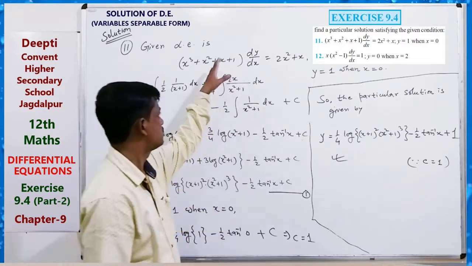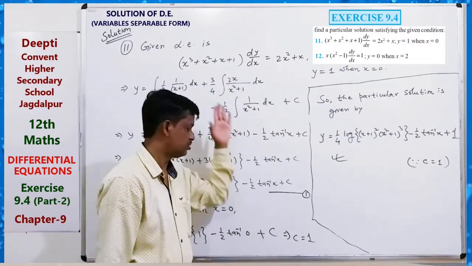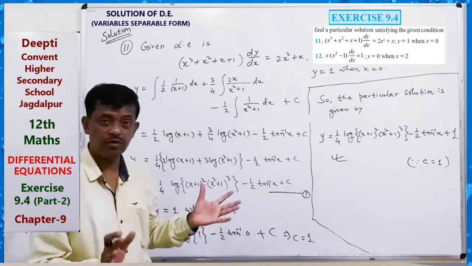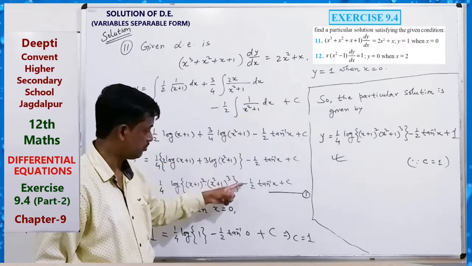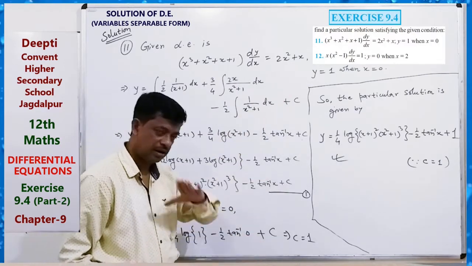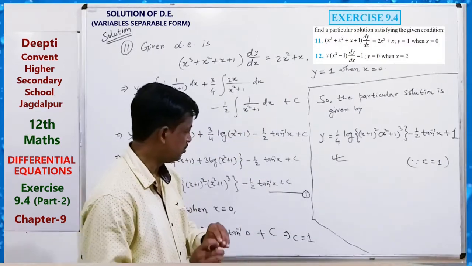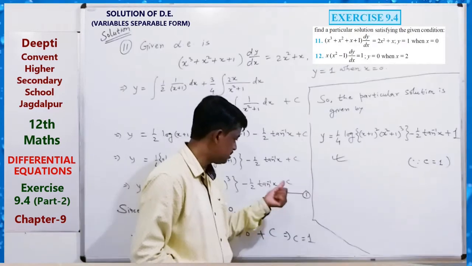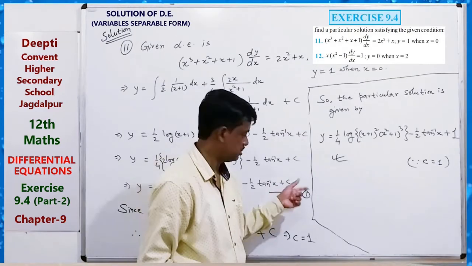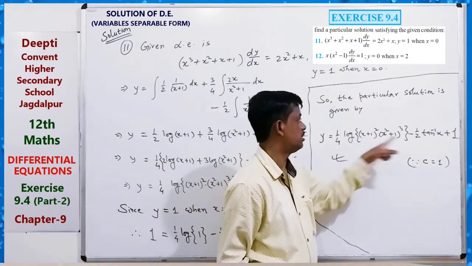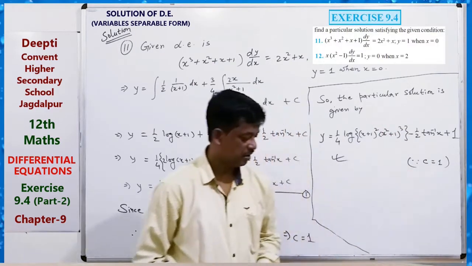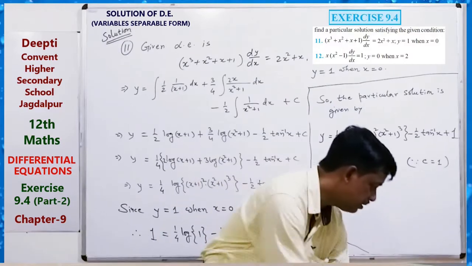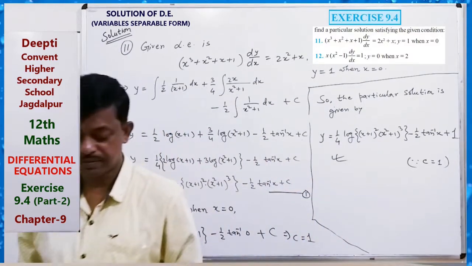You have to first integrate the differential equation and get the value of y in terms of x, and then use the condition for finding the constant. After finding the constant, put its value in the general equation. This is the general equation, and you can get the particular solution. There is no constant, so c equals 1. Okay.